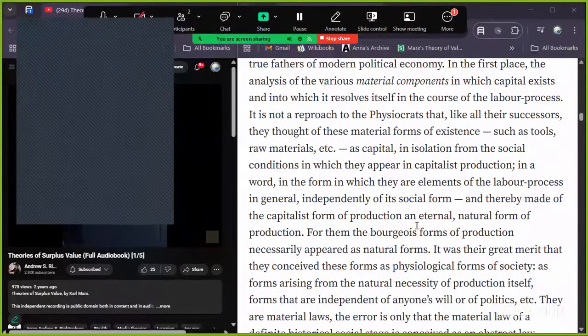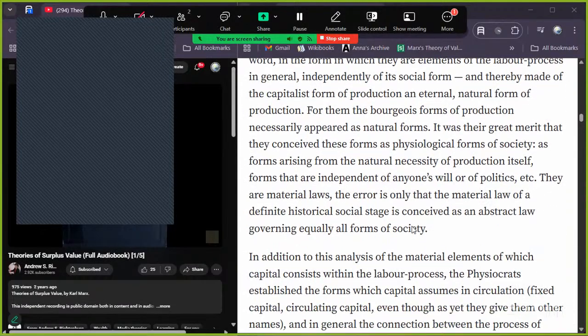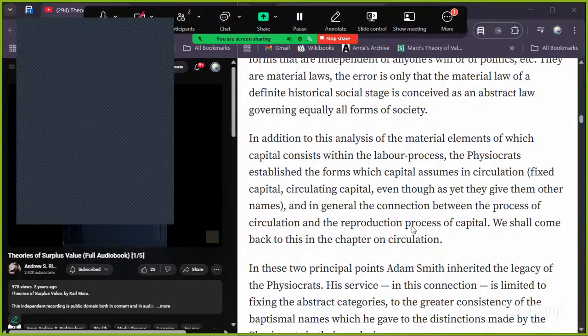It was their great merit that they conceived these forms as physiological forms of society, as forms arising from the natural necessity of production itself, forms that are independent of anyone's will or of politics, etc. They are material laws. The error is only that the material law of a definite historical social stage is conceived as an abstract law governing equally all forms of society.